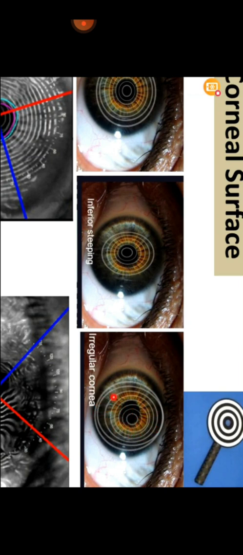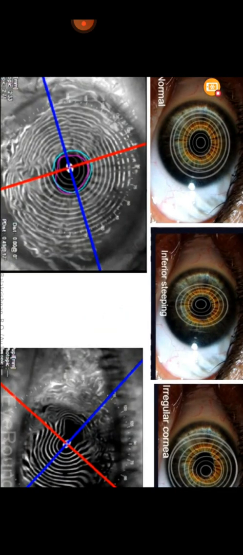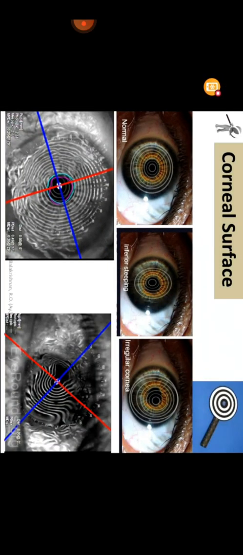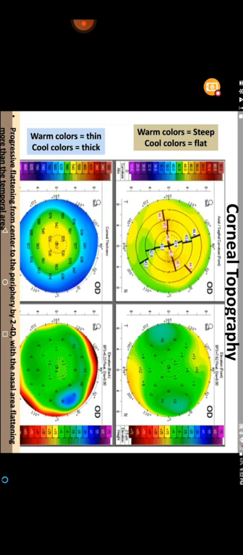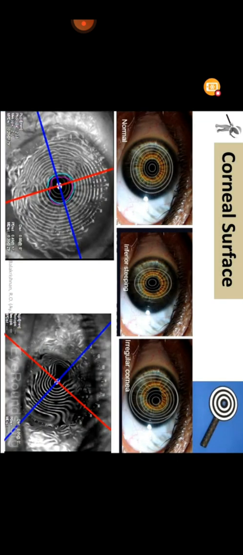If you see such types of images, you can see that the cornea is irregular. This is very important. So you can see an irregular cornea here, and an irregular cornea here. This is very important when you are checking the corneal surface.